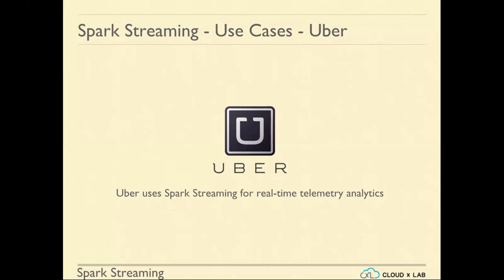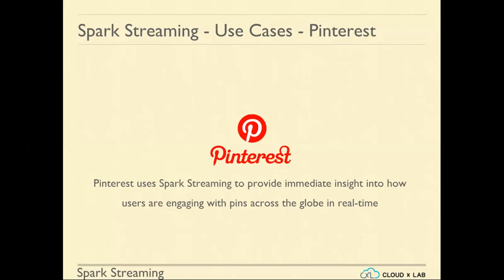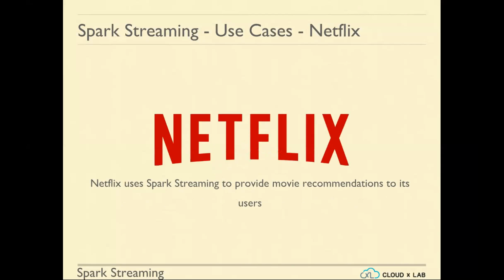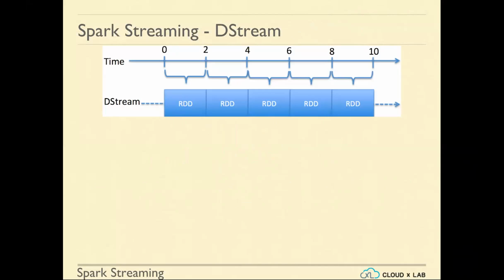All right, so Uber uses Spark Streaming for real-time telemetry, and Pinterest uses Spark Streaming to provide immediate insight on how users are engaging with pins across the globe in real time. Netflix uses Spark Streaming to provide movie recommendations to users. And the core concept in Spark Streaming is DStream. What is DStream? DStream is essentially a discretized stream.